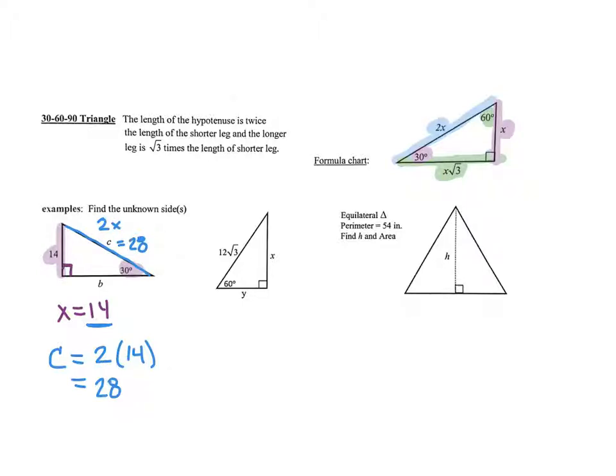And then our last angle, by default, has to be 60 degrees, which means across the way, according to the formula chart, is going to be x square root of 3. So we come back to our x value, which is 14. Since this is represented by the variable b, b is going to equal x, which is 14 square root of 3. So b has a value of 14 square root of 3.